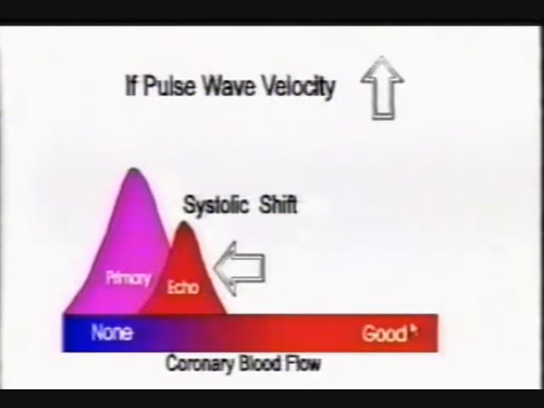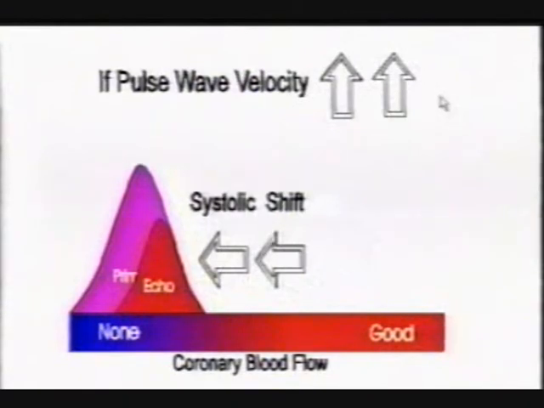If pulse wave velocity is increased, on the other hand, the echo wave returns sooner. This results in a shift of the echo wave towards the systole. This is the period when coronary flow is decreased because ventricular pressures are high. If pulse wave velocity is markedly increased, there is a further shift of the echo wave towards the systole. At this point, coronary blood flows may cease altogether.